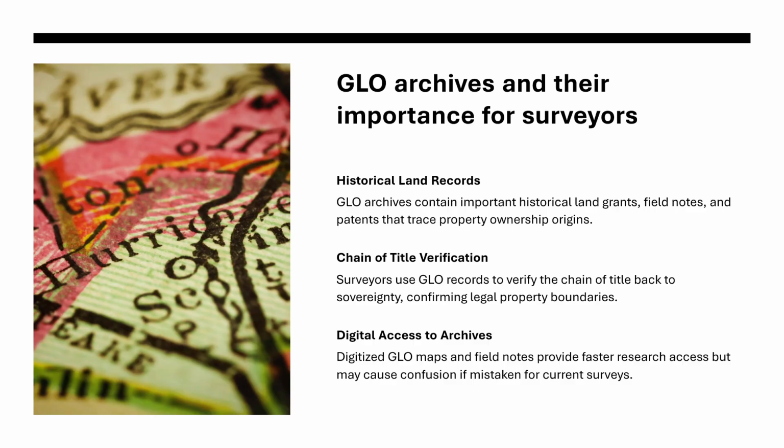The GLO archives are vast. They include Spanish and Mexican land grants, early Republic field notes, original county surveys, and patents issued to private landowners. These records establish what surveyors call the chain of title back to sovereignty. In other words, if you trace ownership far enough back, the final link is a grant or patent recorded at the GLO. This makes the GLO the ultimate source for verifying the origins of property rights in Texas.